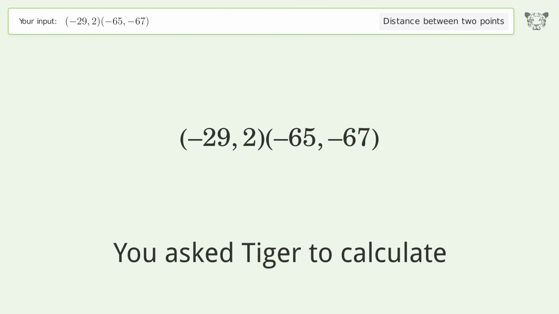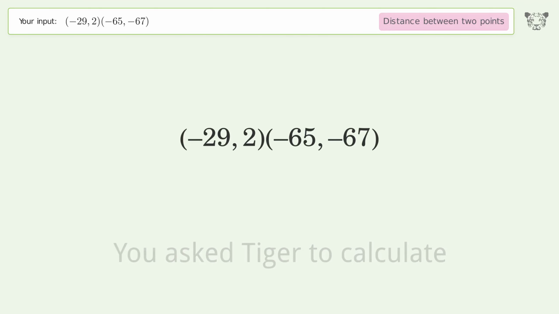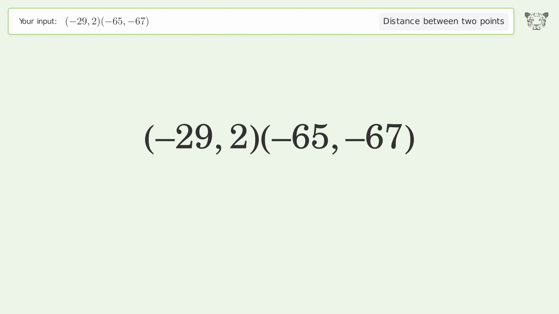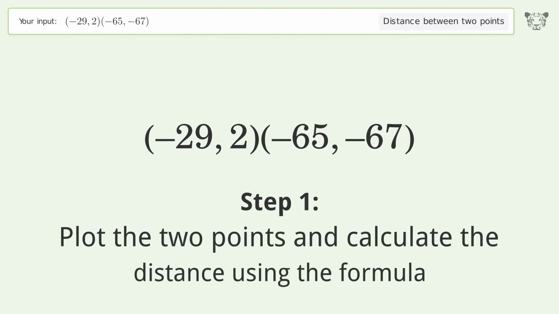You ask Tiger to calculate. This deals with the distance between 2 points. The distance between the 2 points is the square root of 6057 or 77.827. Let's solve it step by step. Plot the 2 points and calculate the distance using the formula.